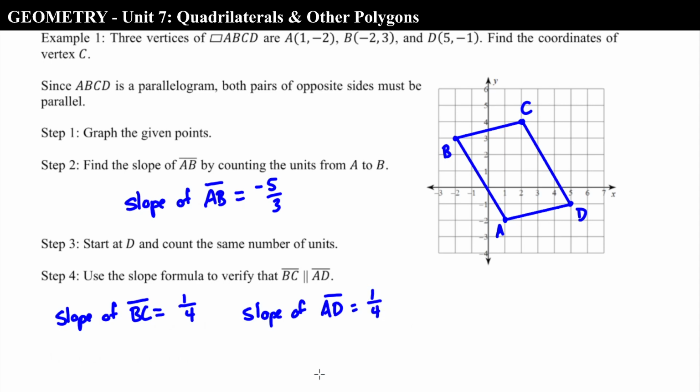So the coordinates of vertex C is going to be 2, 4. And that's what we set out to show.